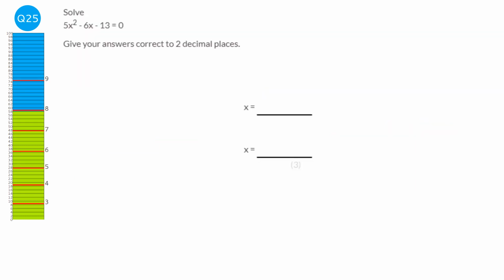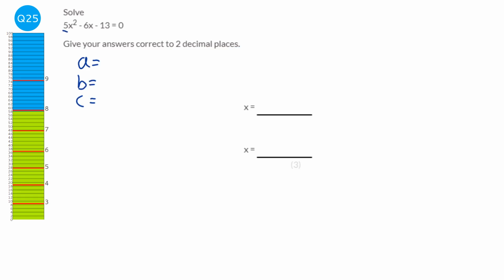So here we're going to solve a quadratic using a calculator, using the quadratic formula. And the reason we know that is it asks us to do it to 2 decimal places, so chances are it's not going to factorise. So we're going to find out what a, b and c are.